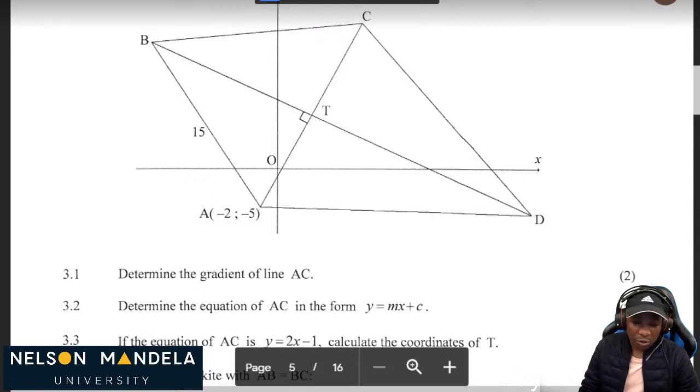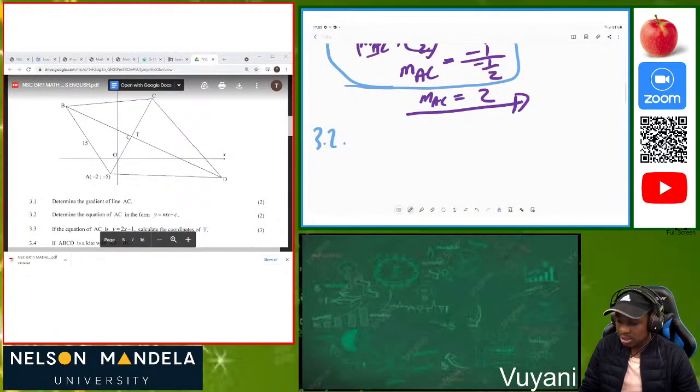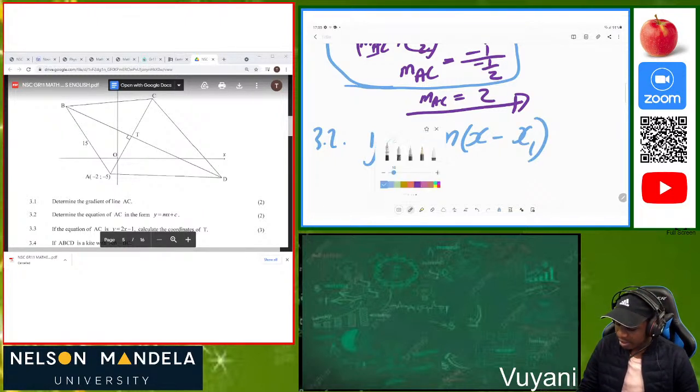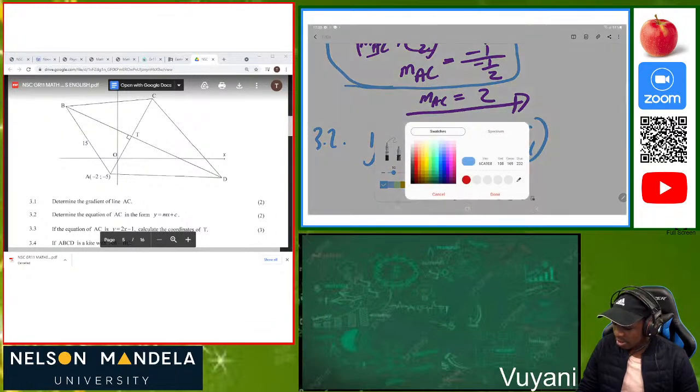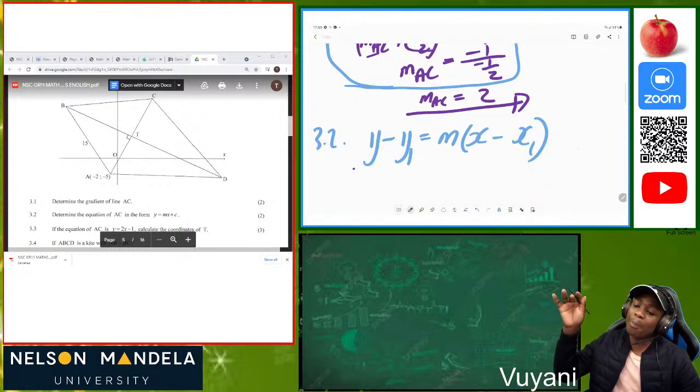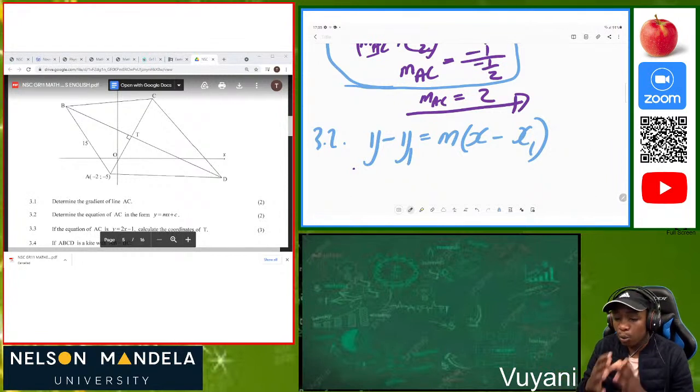So that's easy. I usually ask students to use y minus y1 equal to m times x minus x1, because these equations are the same, even y equal to mx plus c. But I usually say to people, use this one, not that one. Why? Because sometimes you might forget to substitute back the value of c and have a proper equation.